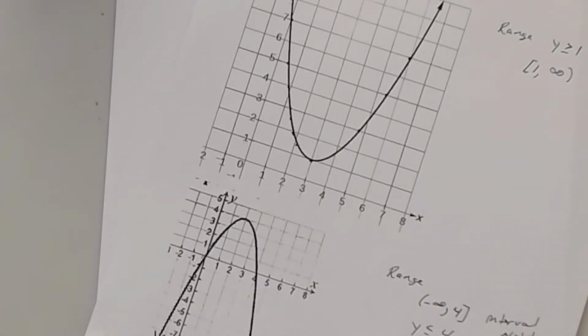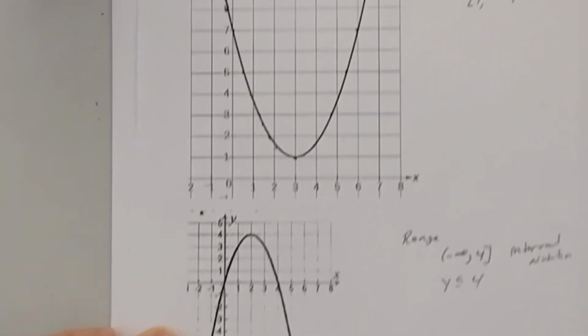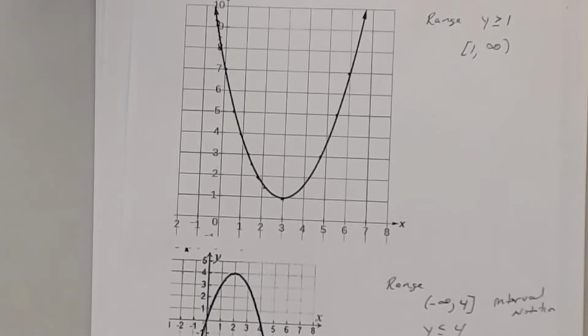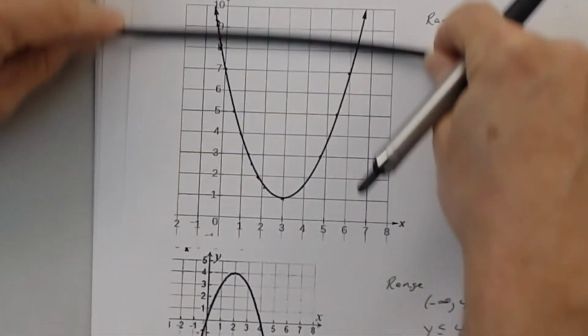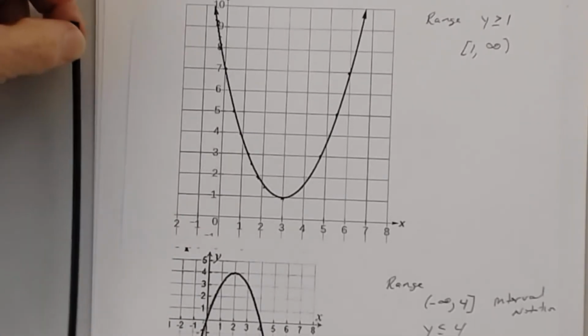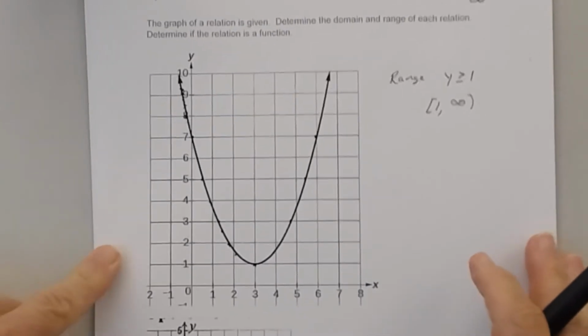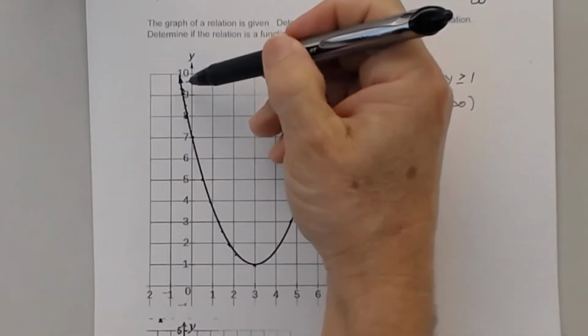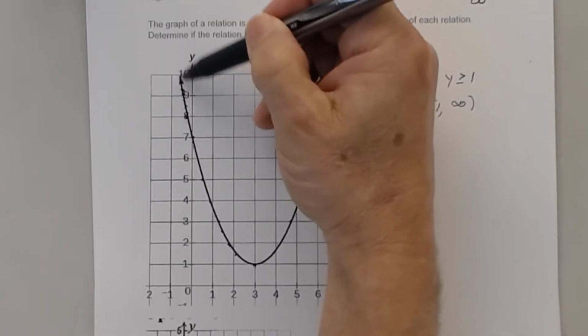Okay, now let's talk about domain with these two. Domain is a set of what? X coordinates. With the x coordinates, you move along the x-axis. When I did the range, I moved along the y-axis, so I went up and down. Now listen carefully. See this arrow right here? It means it keeps on going, right?